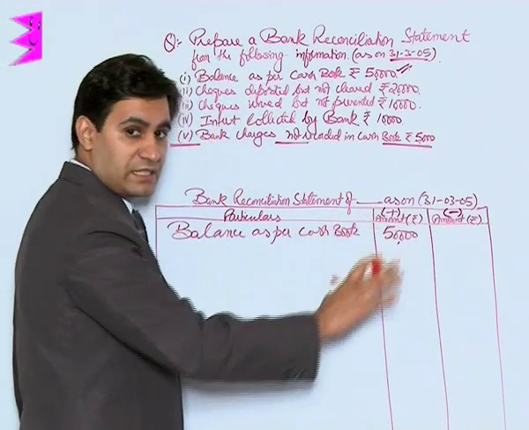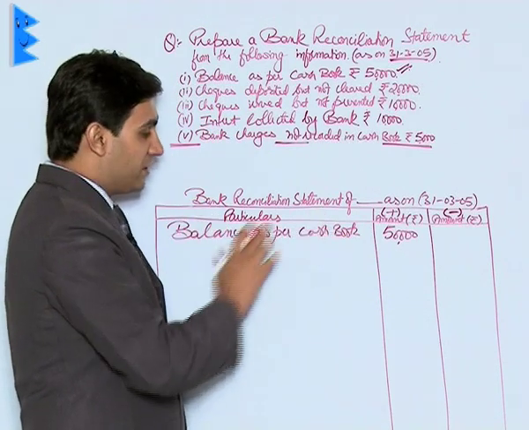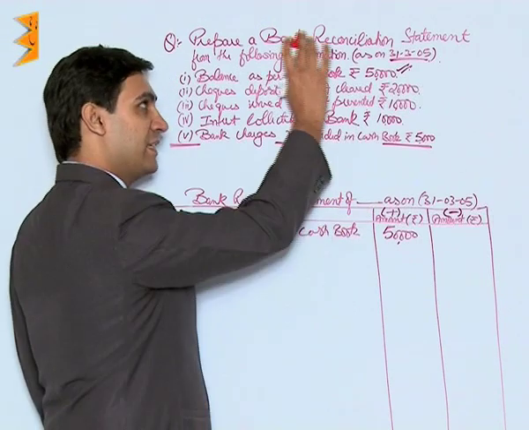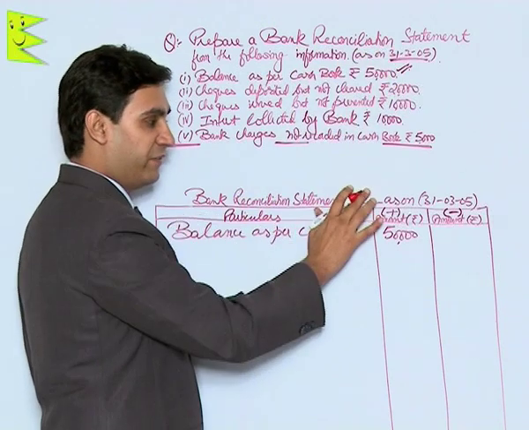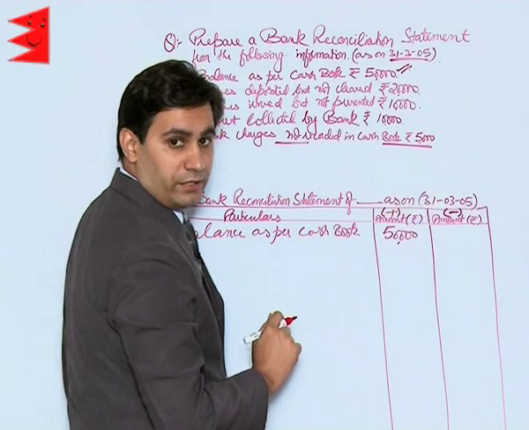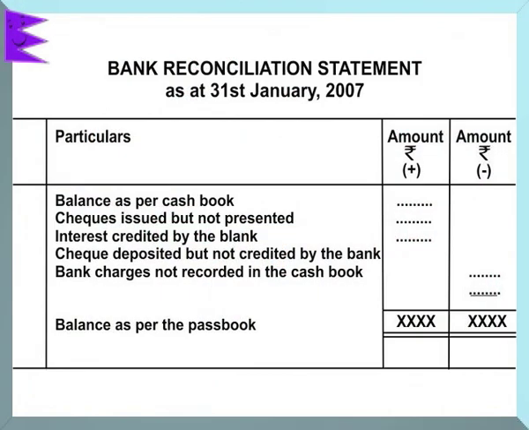Now you must understand the format also, students. On the top it is written bank reconciliation statement of, that is the name of the person. Since in this case no name is mentioned, I have left it as blank here. As on which date, right? The date of consideration here. Particulars, the plus column and the minus column.